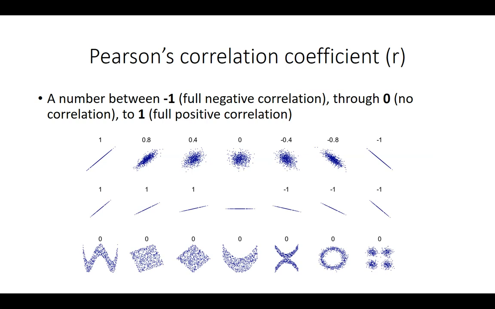So let's try to see an intuitive illustration of how Pearson's correlation works. And let's speak about the Pearson's correlation coefficient, which is called r most of the time. So this correlation coefficient is a number between -1, which means full negative correlation, through 0, which would mean no correlation, all the way to +1, which means full positive correlation. And you can see some examples here.